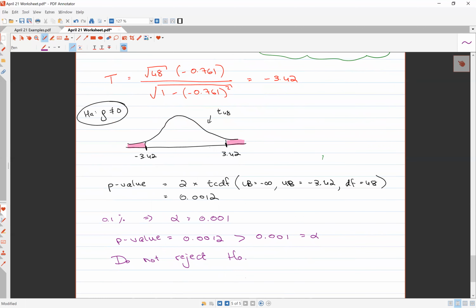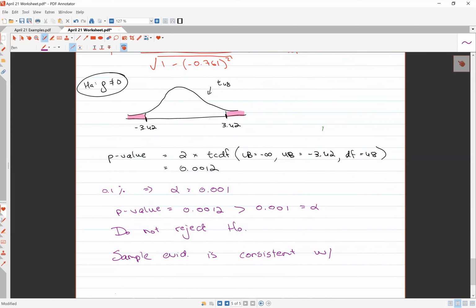So our conclusion will be the sample evidence is consistent with the population having no linear relationship. In other words, rho equal to 0. This is our conclusion at the 99.9% level of significance.